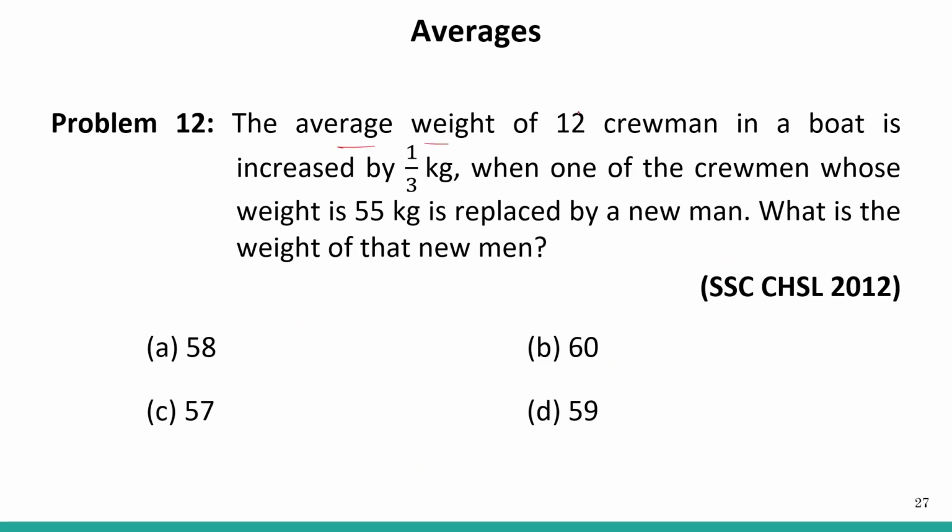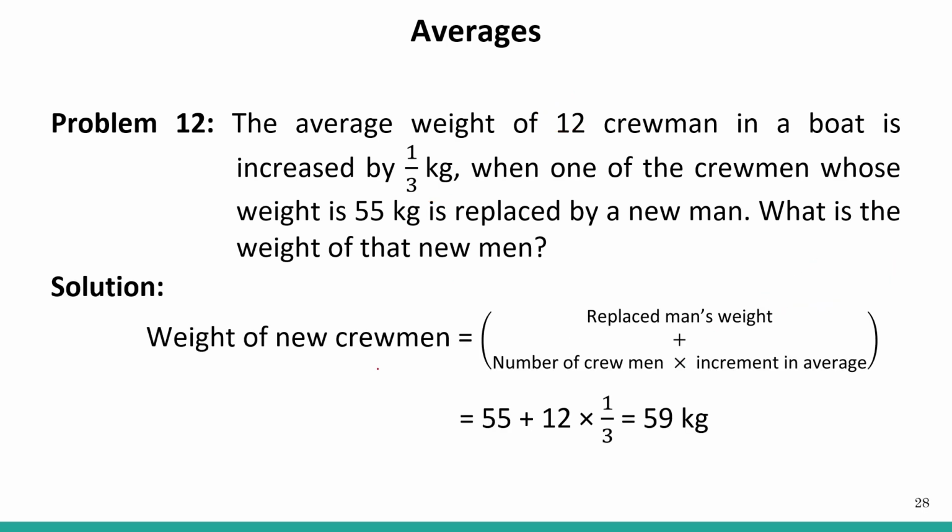The average weight of 12 crewmen in a boat is increased by 1/3 when one of the crewmen, whose weight is 55, is replaced by a new man. What is the weight of the new man? This question has appeared in the SSC CHSL 2012 paper. So the weight of the new crewman will be the replaced man's weight plus the number of crewmen into the increment in average, which is 55 plus 12 into 1 by 3, because the increment in average is 1 by 3, and this is equal to 59 kg. So this will be the correct answer.